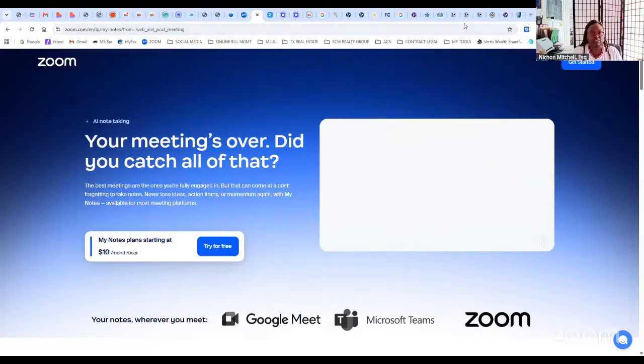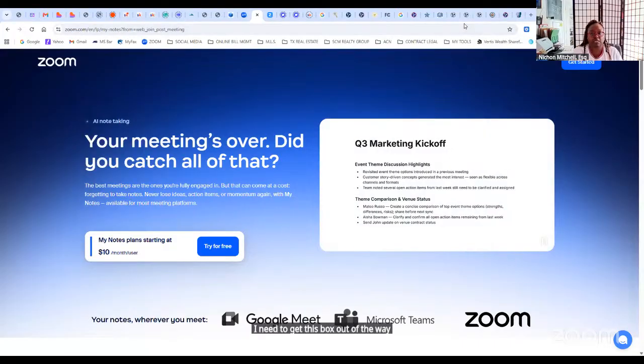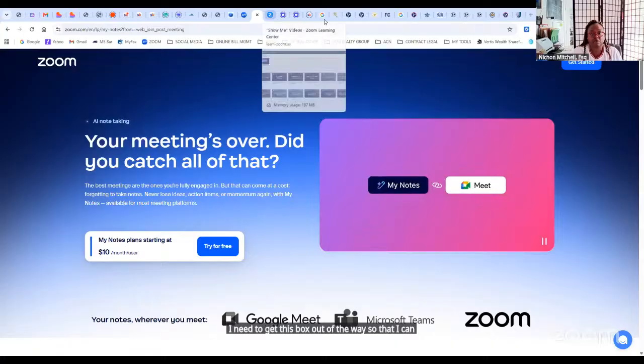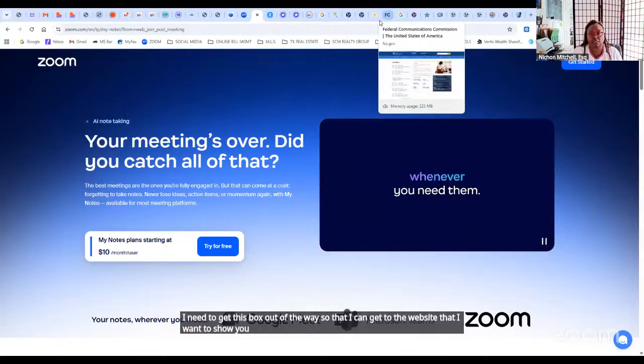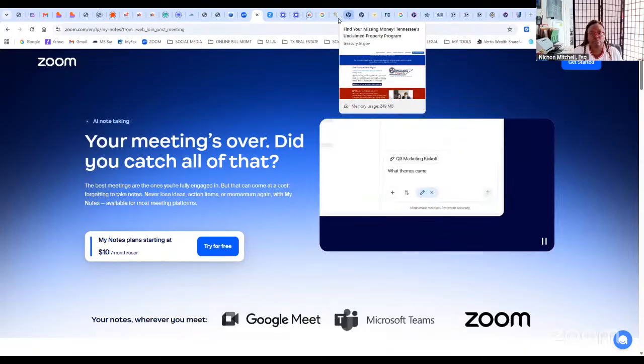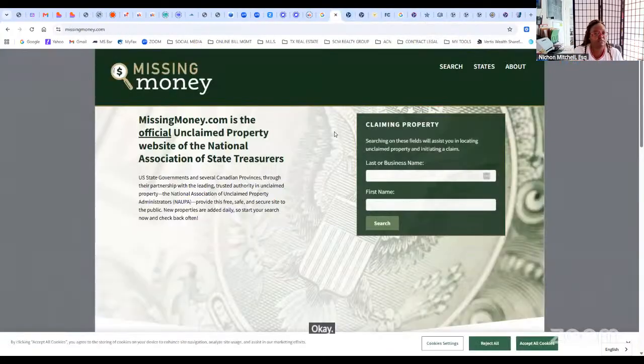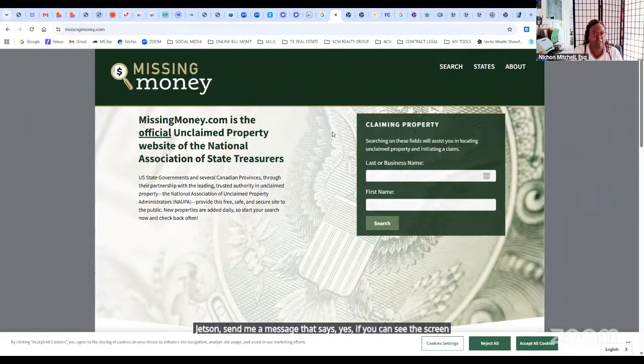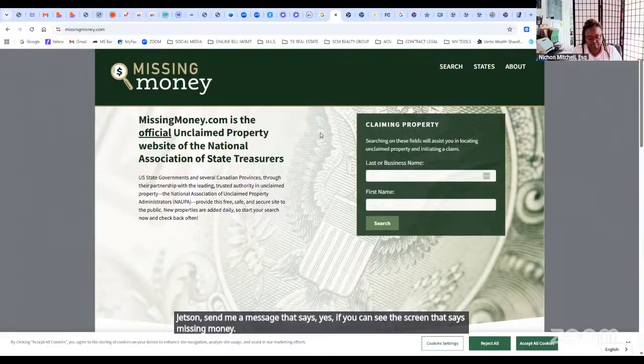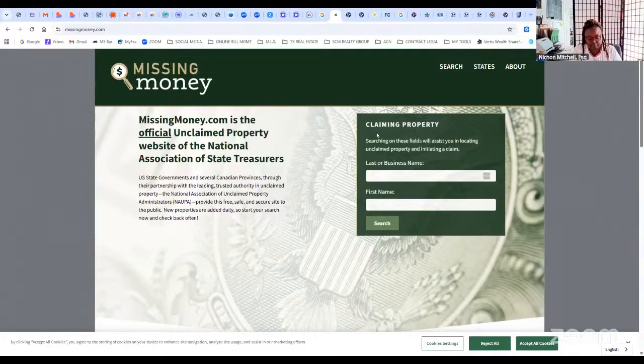I need to get this box out of the way so that I can get to the website that I want to show you guys. Okay, hopefully you guys can see this page. Judson, send me a message that says yes if you can see the screen that says missing money. Okay, great. This screen says missing money. All right.